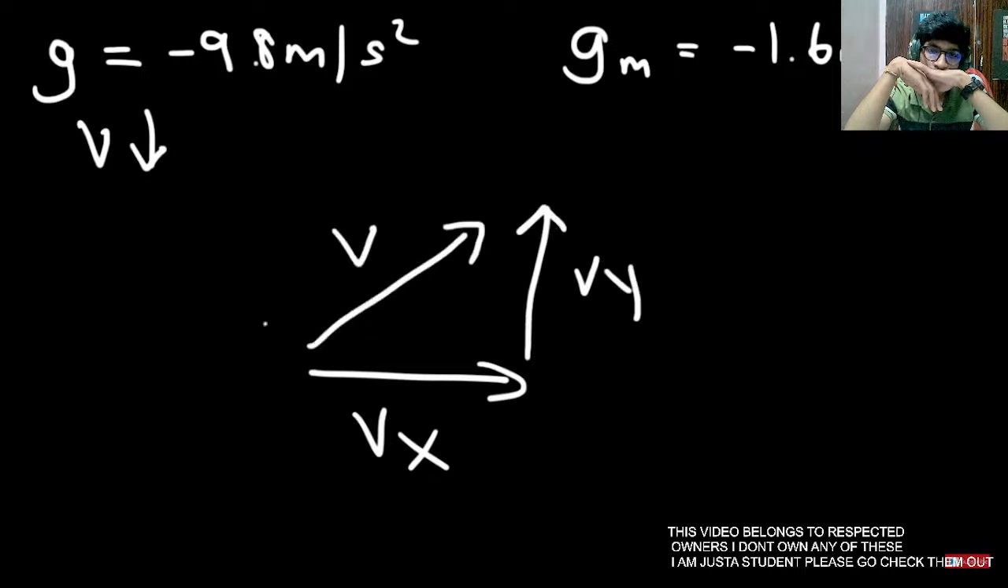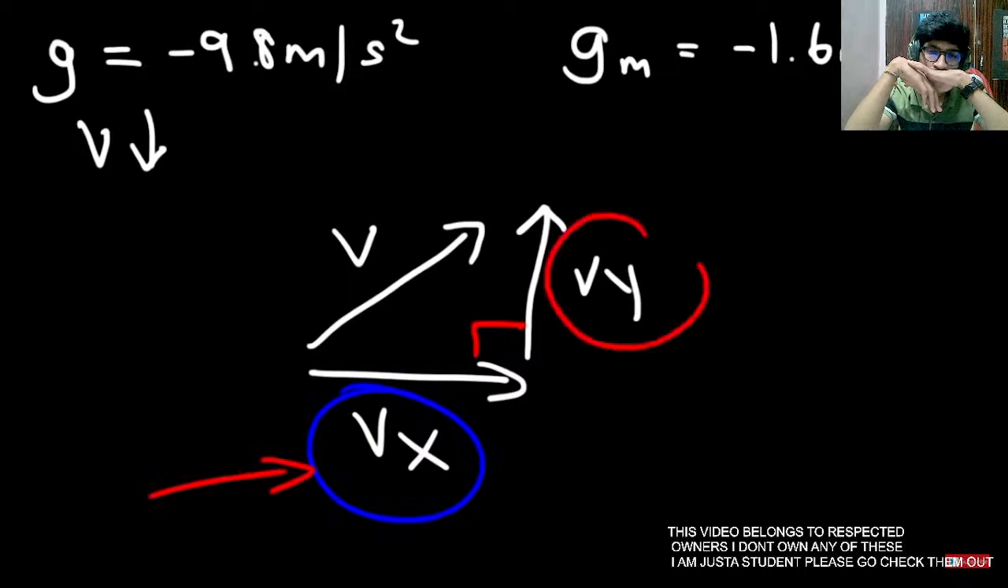The actual velocity is basically the hypotenuse of this right triangle. Vx is the horizontal component of this velocity vector. Vy is the vertical component. The gravitational acceleration does not affect Vx. It affects Vy. So technically, you can write this as Gy. It's a vertical gravitational acceleration. It doesn't affect the horizontal velocity, it affects the vertical velocity. So make sure you understand that.